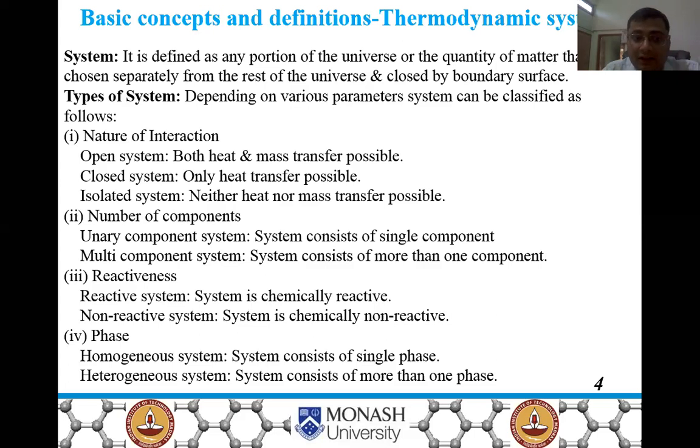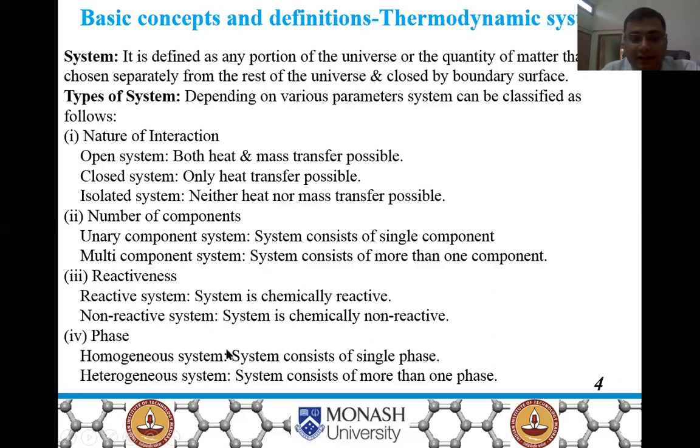Now, depending on the number of components also, we can define the system. If the system consists of only a single component, then it is called a unary component system. And if the system consists of more than one component, then it is called a multi-component system. Depending on the reactiveness also, we can define the system. If the system is chemically reactive, then it is called a reactive system. If the system is chemically non-reactive, then it is called a non-reactive system.